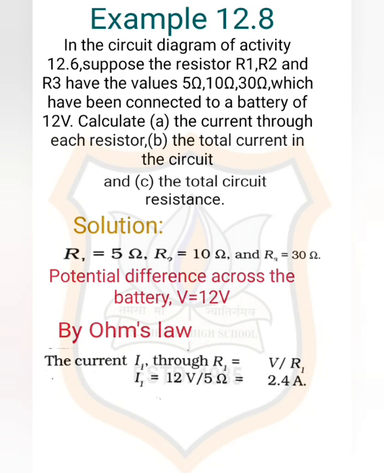We know that in parallel resistors, voltage is the same throughout. Here R1 is given as 5 ohm, R2 is 10 ohm and R3 is 30 ohms. The potential difference across the battery will be 12 volts. This is also the potential difference across each of the individual resistors. Therefore, to calculate the current in the resistors, we use Ohm's law, I is equal to V upon R. So I1 is equal to V upon R1. Therefore, I1 is equal to 12 volt upon 5 ohms, which is equal to 2.4 ampere for the first resistor.